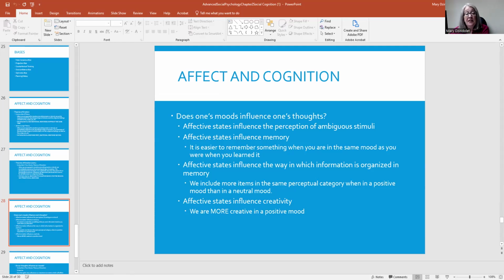But if I'm in a negative mood, this is a chair. This is not a chair. This is a desk. That is not a chair. That's a bookshelf. I'm going to be very strict about what goes into a perceptual category and much more limiting. We don't know why that is. So in a positive mood, we're going to put a lot more things into the same perceptual category. When we're in a neutral mood or a negative mood, we're much more strict. It has to be a chair to be called a chair. It has to be a desk to be called a desk.